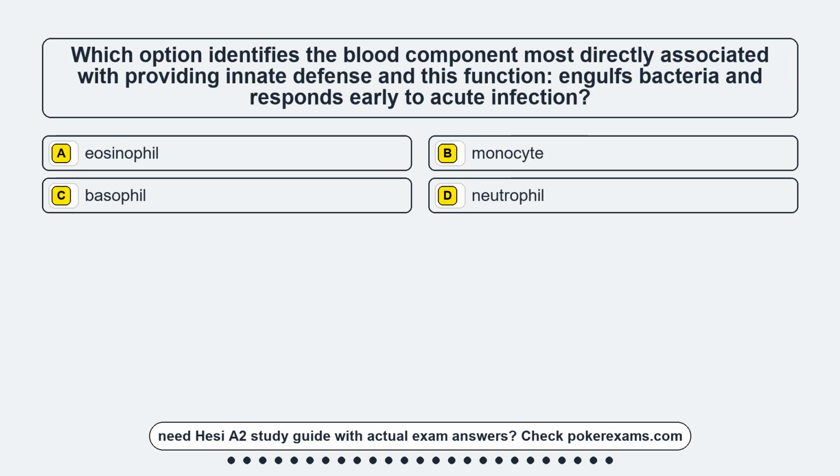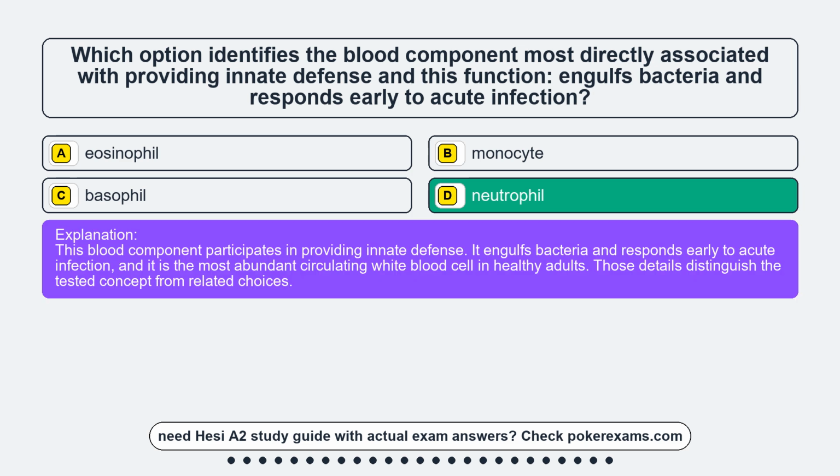Question 12. Which option identifies the blood component most directly associated with providing innate defense, and this function engulfs bacteria and responds early to acute infection? Option A, eosinophil. Option B, monocyte. Option C, basophil. Option D, neutrophil. The correct answer is option D, neutrophil.